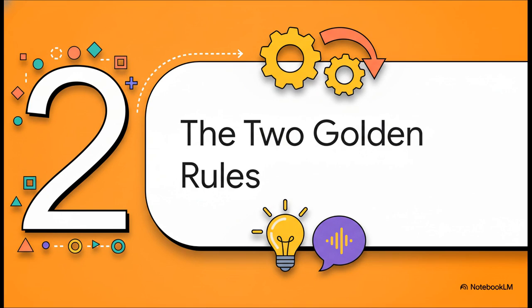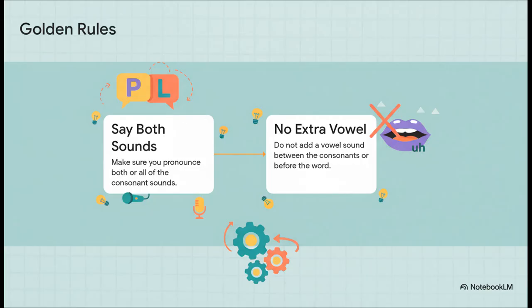Okay, so how do we actually say these things correctly? It's way easier than you might think. You just have to remember two golden rules. Golden rule number one, you have to say both sounds. So if you see a cluster like PL, you got to make the P sound and the L sound. Don't skip one. And here's golden rule number two. And honestly, this is the most important one. Do not add an extra vowel. This is the most common mistake we hear, but it's also the easiest one to fix once you know about it.